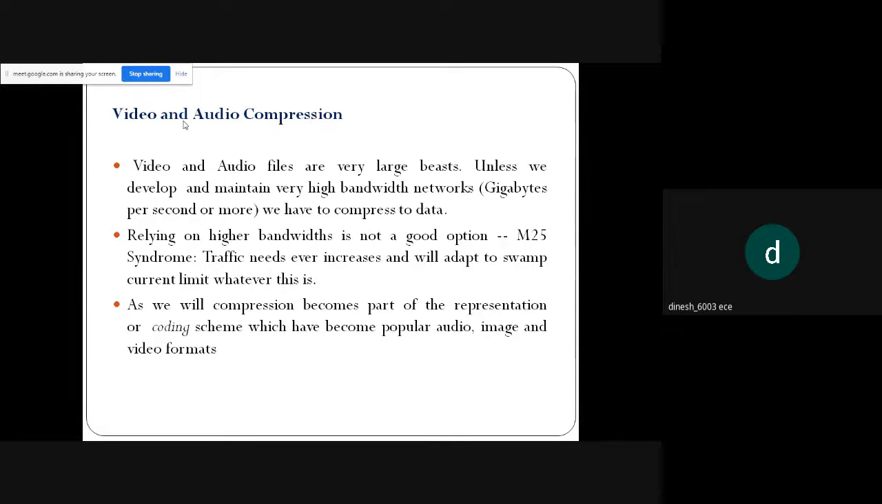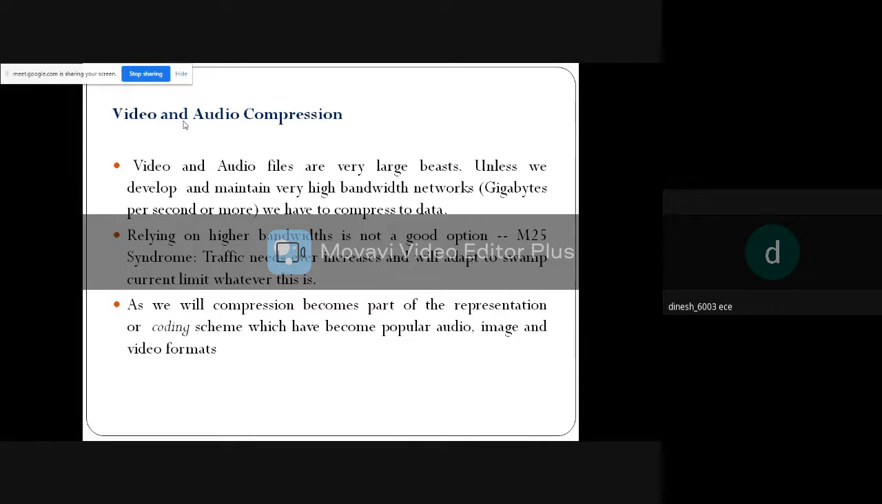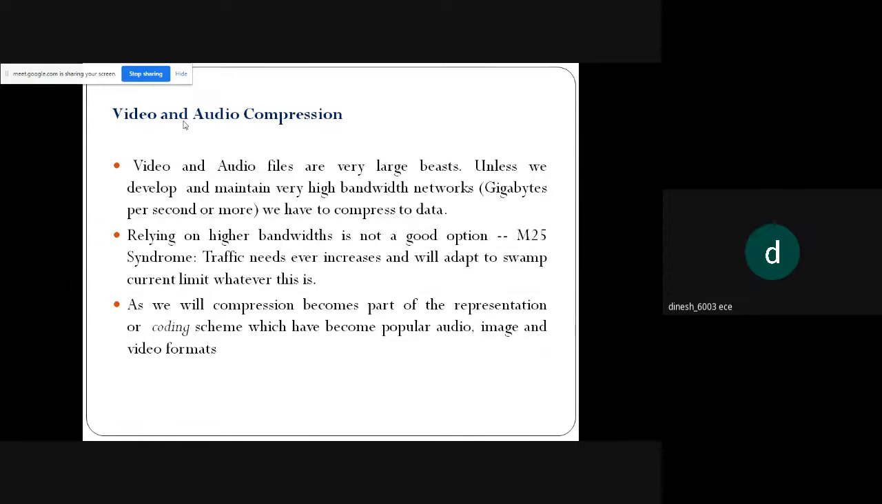Next is the video and audio compression. Video and audio files are very large beasts. Unless we develop and maintain very high bandwidth networks, we have to compress data. So relying on higher bandwidths is not a good option. So we use the MPEG standard for this.